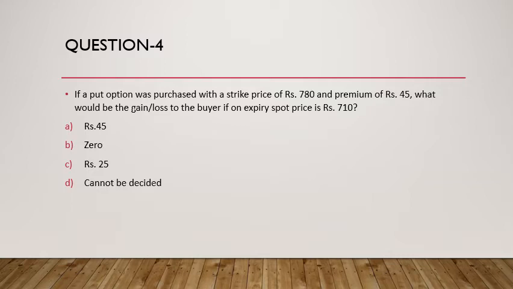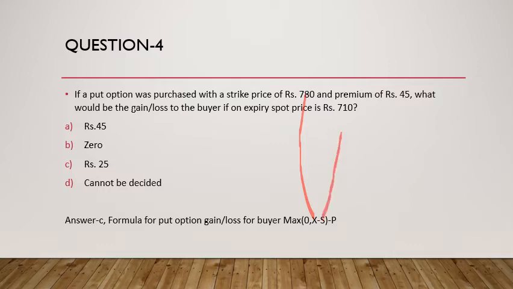Again we will use a formula. The formula for a put option buyer's gain or loss is max of 0, X minus S, minus P. Here X is the strike price, S is the spot price, which is listed here, and P is the premium. For this calculation you need three variables: 780 minus 710, which is 70, and 70 minus 45 translates into 25. That's why the answer is C here.